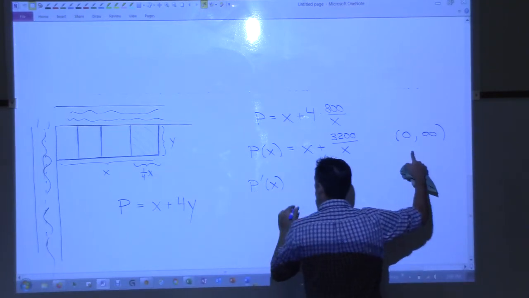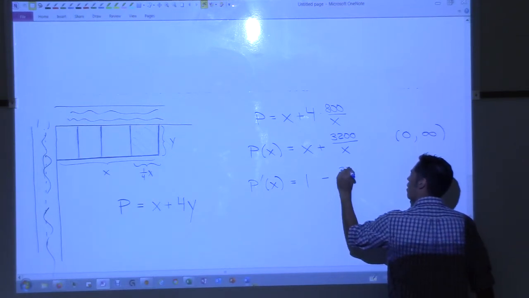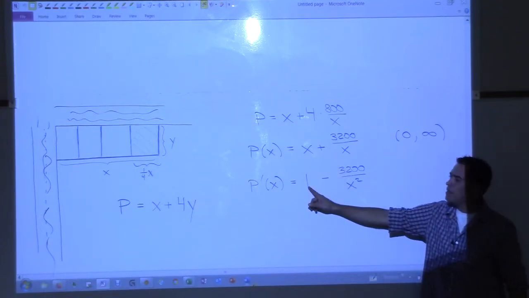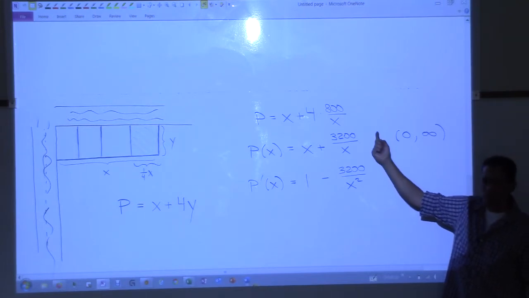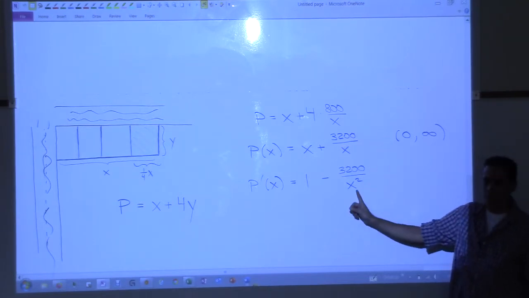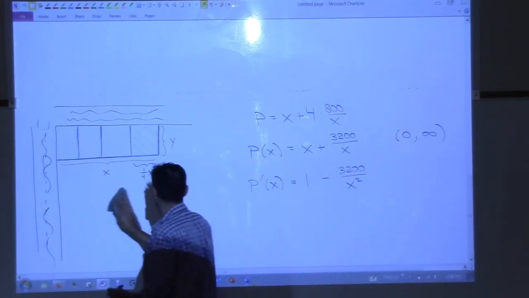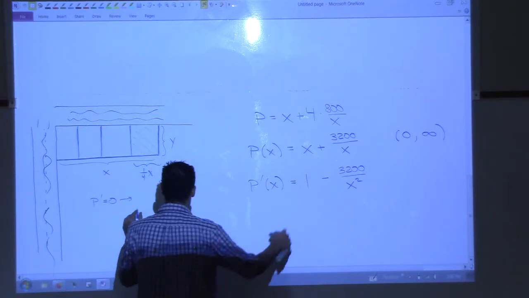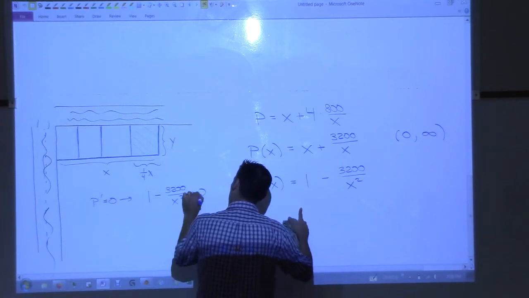So, open interval. 1 minus 3,200 over x squared. So the derivative of x is 1. Remember, this is 3,200 x to the negative 1, right? So when we do x to the negative 1, we bring the negative 1 out, and then we subtract 1, so we should get this. What are we going to do with this? Set it equal to 0. Okay, so let's take that derivative and set it to 0. That means we're going to set 1 minus 3,200 over x squared equal to 0.